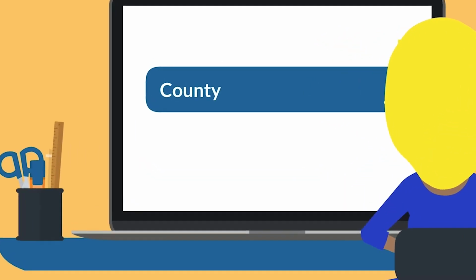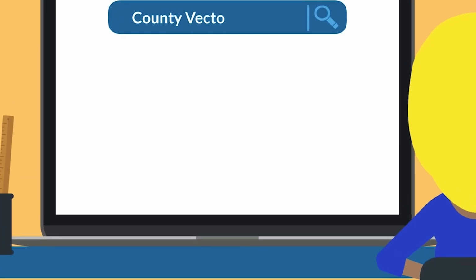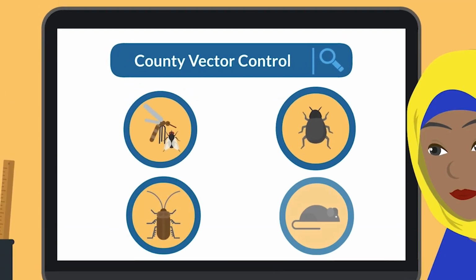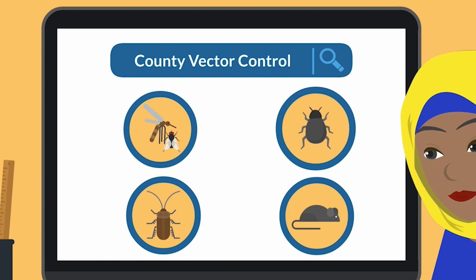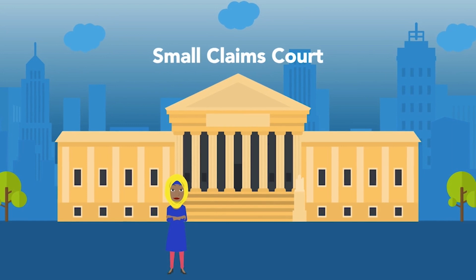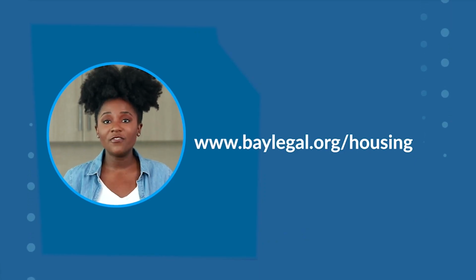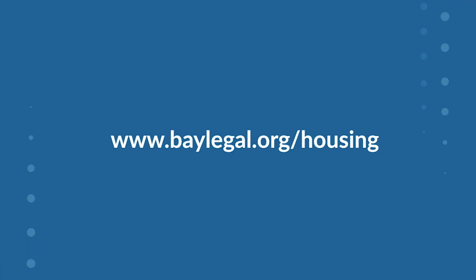Number 2, report to city and/or county code enforcement. Number 3, report to county vector control for issues with rodents, birds, insects, and other pests. Number 4, sue in small claims court. And 5, file a local rent board petition. We have sample letters and additional information about these steps on our website.